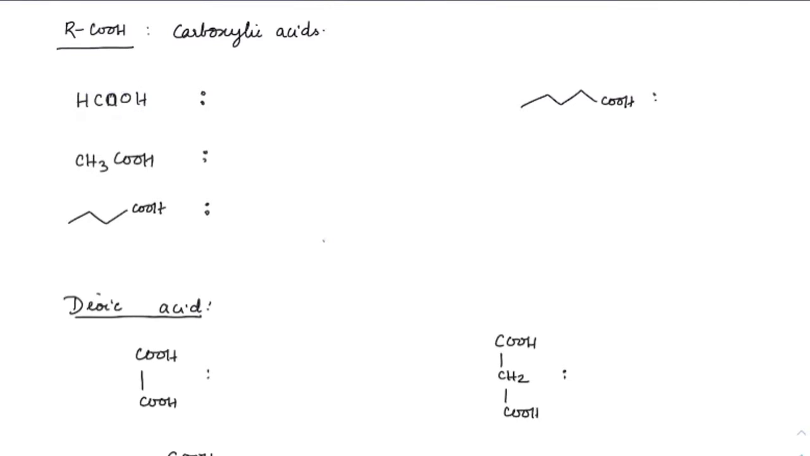HCOOH. So all of us know that this is formic acid. Keep writing with me, formic acid. CH3COOH is acetic acid. Here you see 1, 2, 3, 4 carbons are present. 4 carbon is butyric acid. So 5 carbon is valeric acid. Learned as valeric acid. This is a single COOH group when it is present.